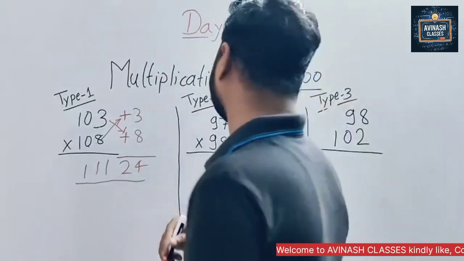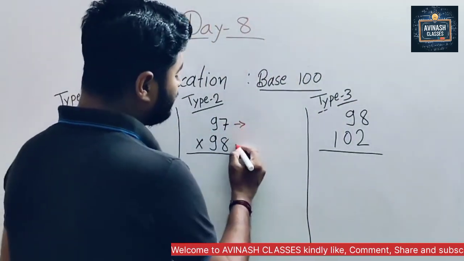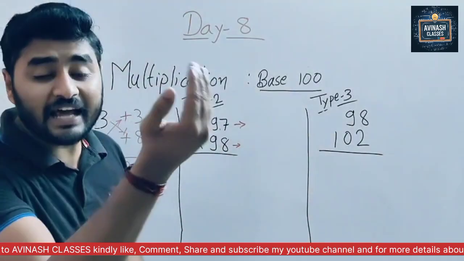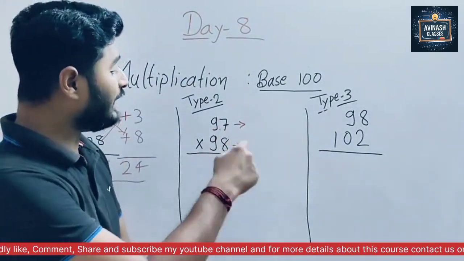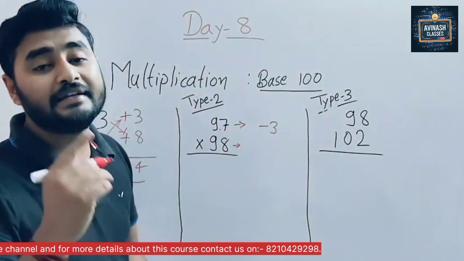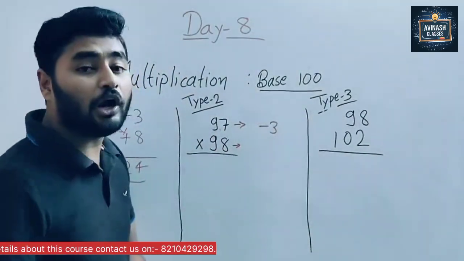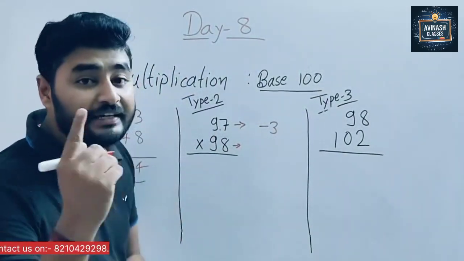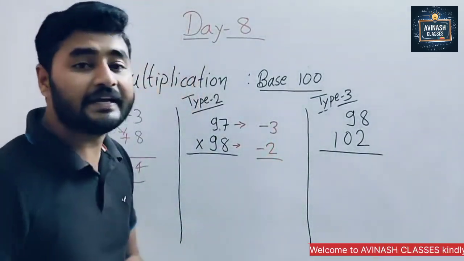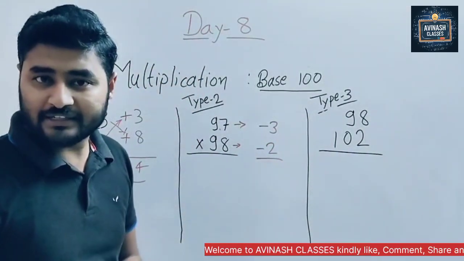Now we are coming to type 2. Here, this number is how many less than 100? 100 and this is 97, meaning negative 3. So here we write negative 3. And this number is how many less than 100? Negative 2. So here we write negative 3 and negative 2. Hope you understand this one?